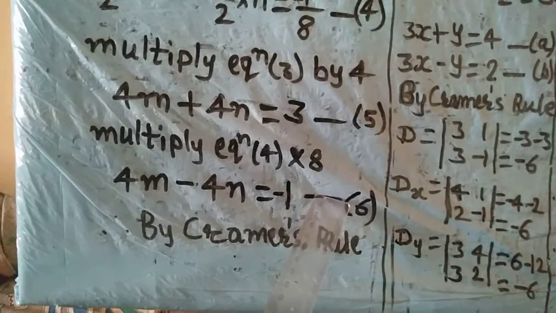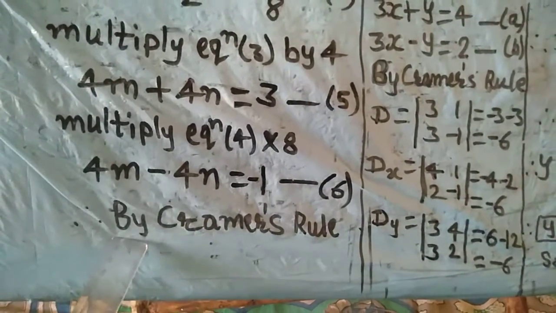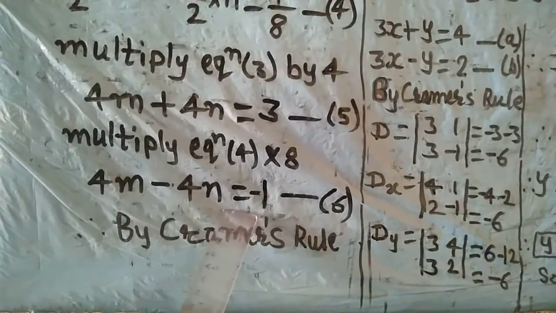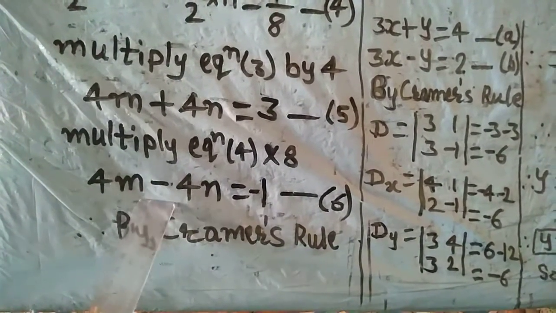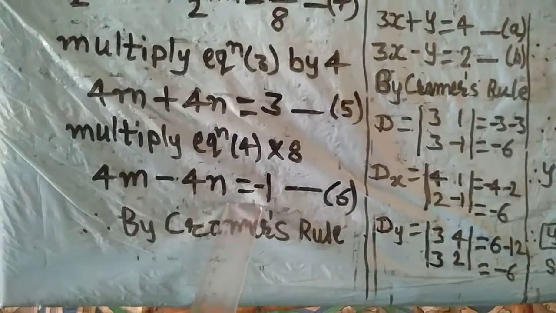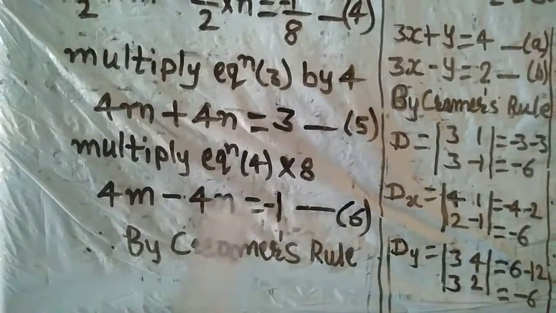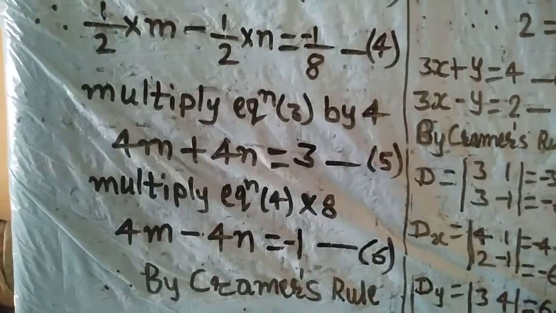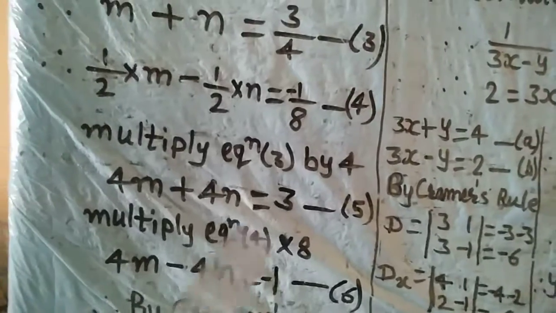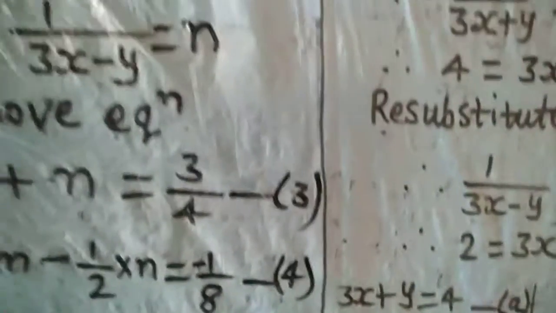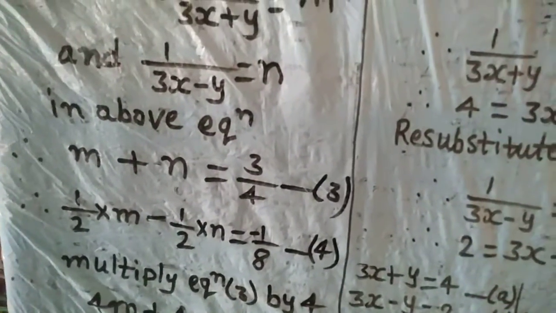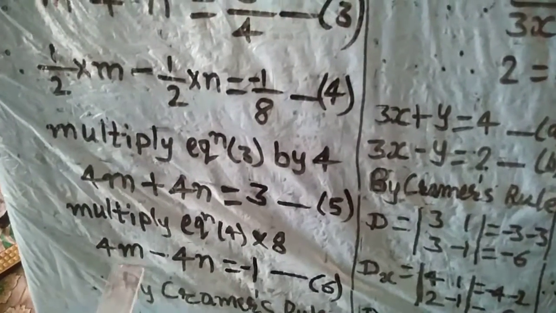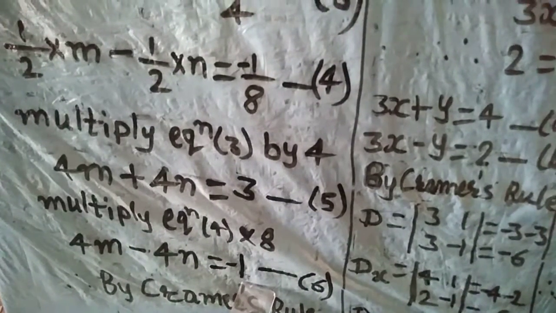After getting it in standard form, we are going to solve that problem by Cramer's rule. You can also use the elimination method, but when we use the elimination method, the length of the problem is more. So that's why use Cramer's rule when it is not mentioned by which method you have to go. So in Cramer's rule, we have two equations, 4m plus 4n is equal to 3 and 4m minus 4n is equal to minus 1.